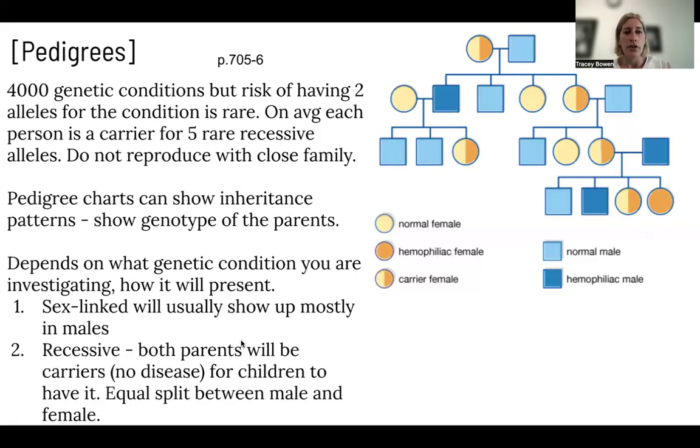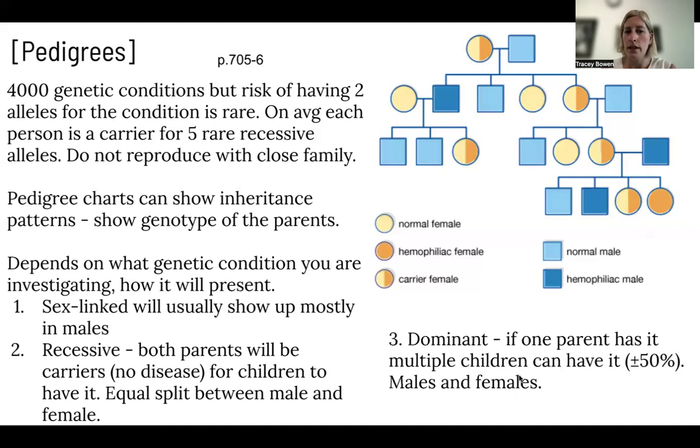If you're looking at a genetic condition that is recessive, the parents will not have the disease. Pedigree charts don't always show if someone is a carrier. They usually show if someone has the disease or does not have the disease. And so in the case of a pedigree chart where the condition is recessive, you would have both parents are carriers, but they don't have the disease. And then you can see the disease showing up in the children. And that's an equal split between male and female children.